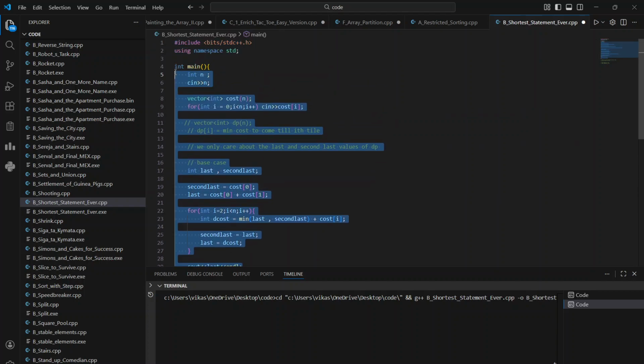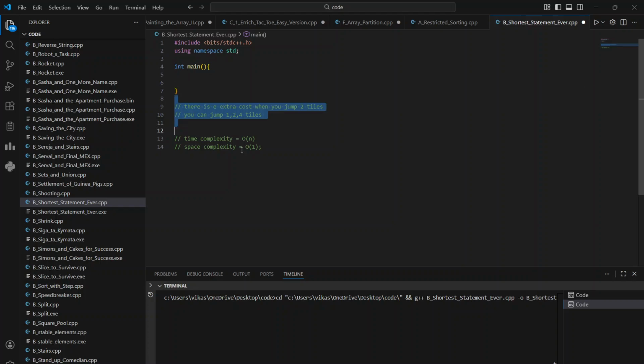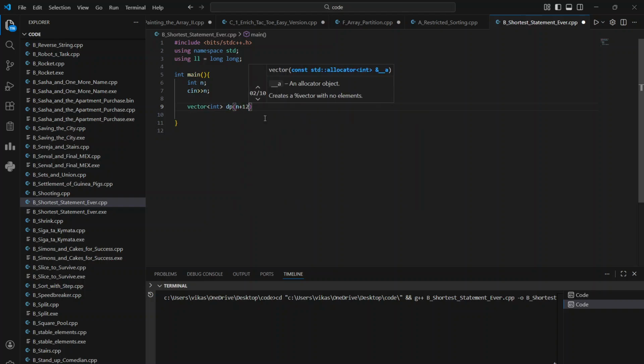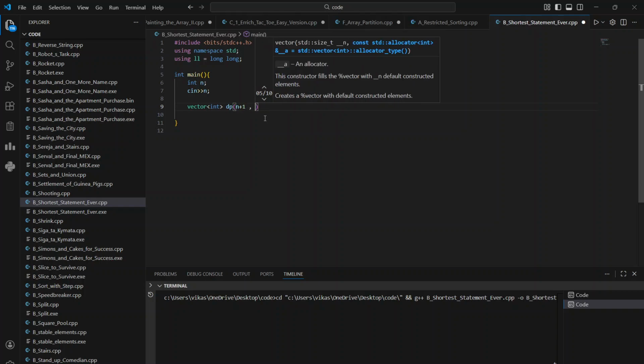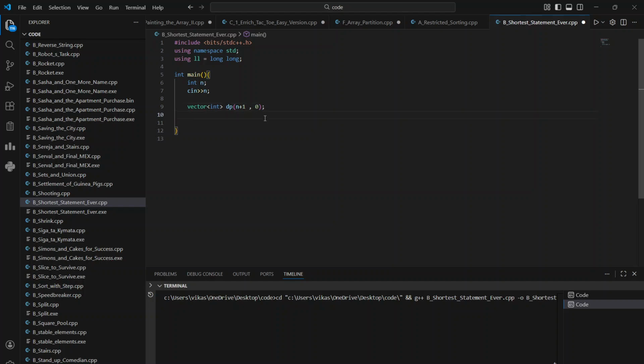Let me remove all of this stuff. Let me write using ll equal to long long. So what we are given is just n. I need to find the number of possible ways to reduce n to 0. So it is easy. We will make a vector of dp of length n plus 1, and let's say the number of ways are 0 initially.